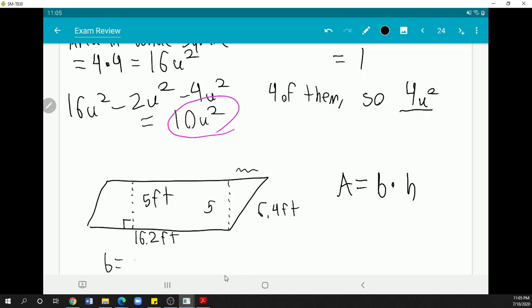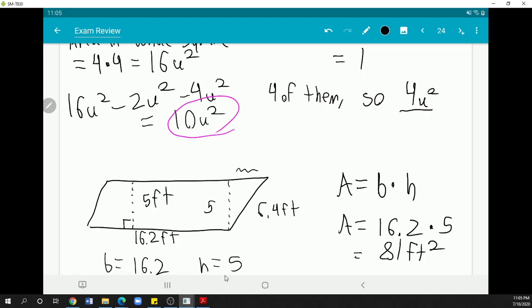What's the base? 16.2. What's the height? 5. A equals 16.2 times 5 equals 81. And then add in your units, feet squared. So a nice serene problem to end the review.